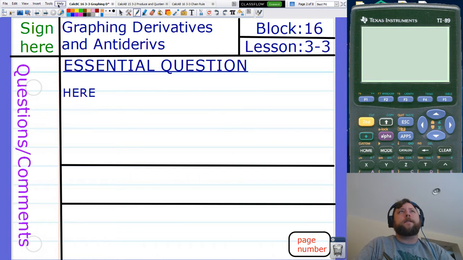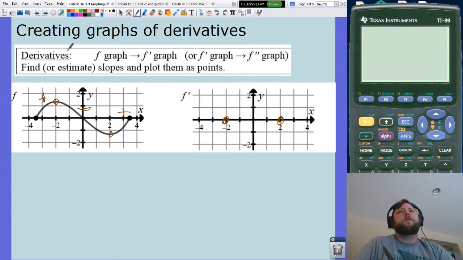Let's begin. What we're going to do is use a graph to create the derivatives of the graph, or maybe even go backwards and create antiderivatives of graphs. So we use what we have from the graph to make some estimates and make some judgment calls here. It doesn't have to be perfect, but we look for some key terms.